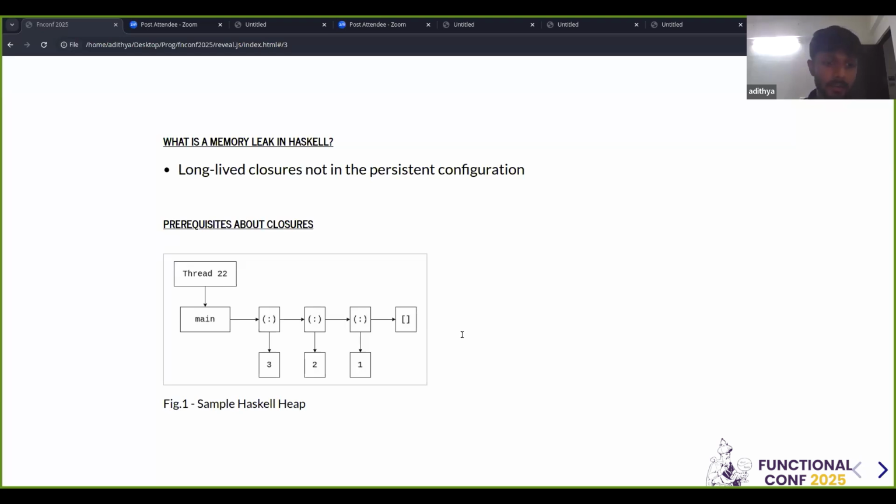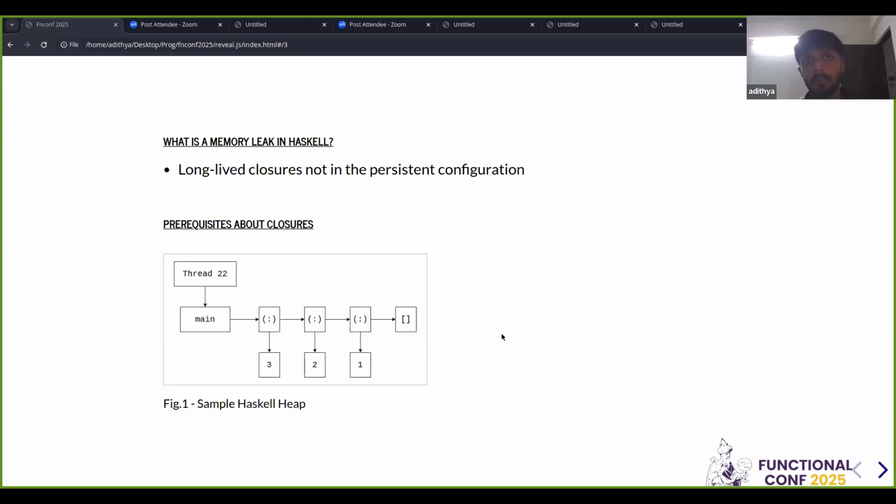The garbage collector periodically goes through the Haskell heap and cleans up all the dead closures. It only keeps closures that are alive. This is what an example Haskell heap tree would look like. You have a thread, you have the main function, and you have a list, which is basically a linked list of closures. In Haskell, most closures are short-lived. They die after a few GCs.